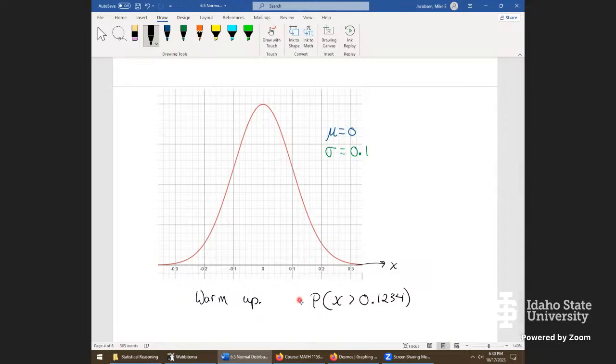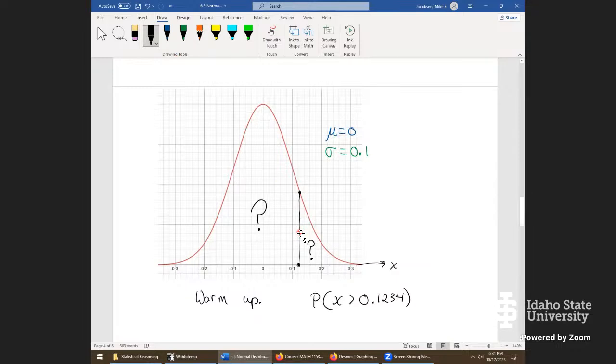So 0.1234 is maybe about here, right around that location. We'll put it in a vertical line segment until we hit the normal curve and then just stop there. Now we have to make a big assessment. What we have to decide is, do we want the area to the left or do we want the area to the right? In other words, which side should we shade?